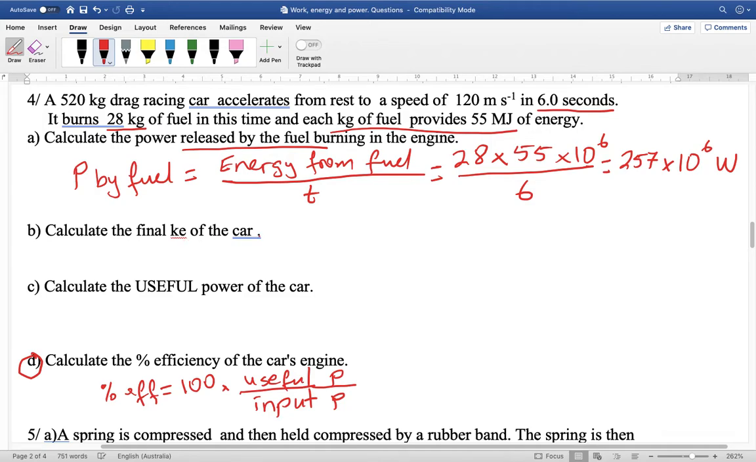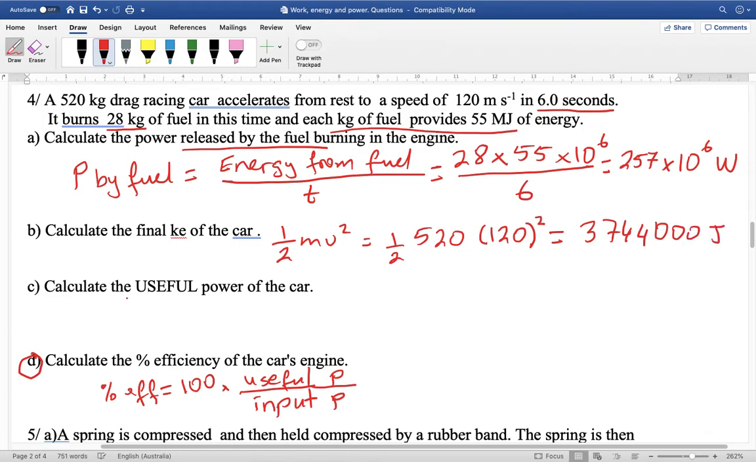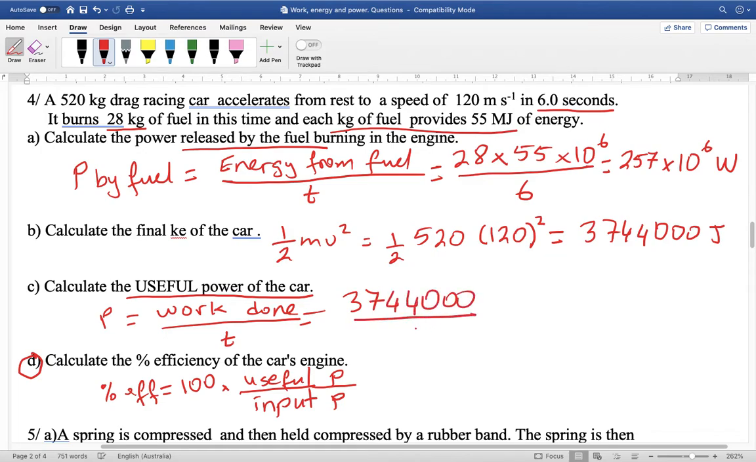Now I'm looking for the final kinetic energy of the car. Well, kinetic energy is calculated 1/2 mv squared. So I'm just going to substitute my numbers. I have the mass and I know the final speed it reaches. When you calculate that, you get 3744 kilojoules. Now, the useful power of the car is the useful work. So the ultimate work done on the car, which is the change in kinetic energy. So I'm going to take that value and divide it by the time I do this work in, which is going to give me 624 kilowatts.